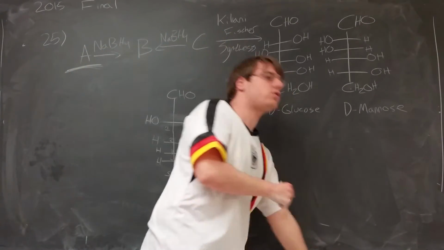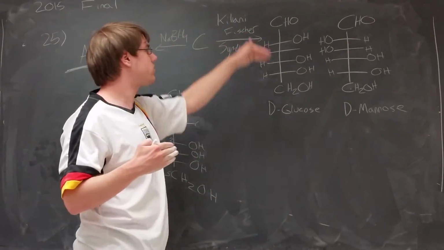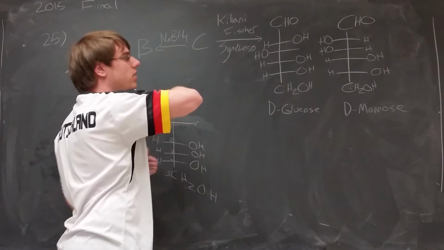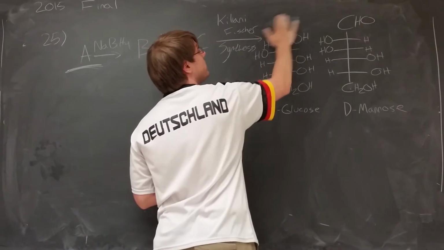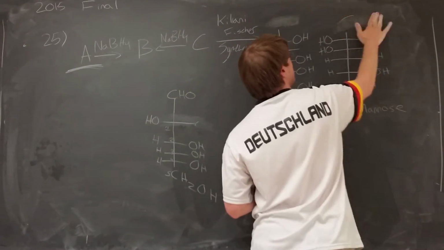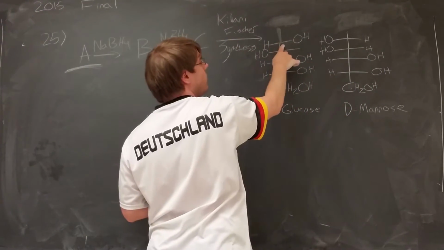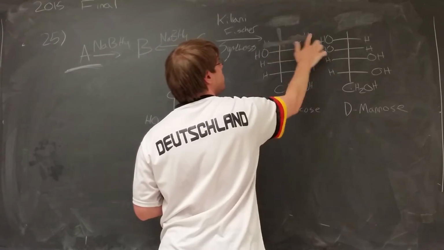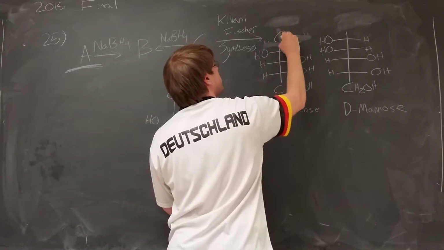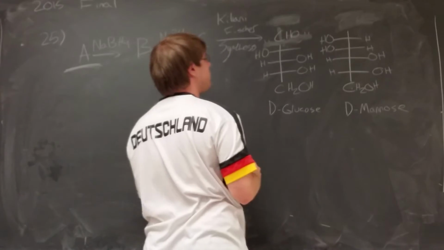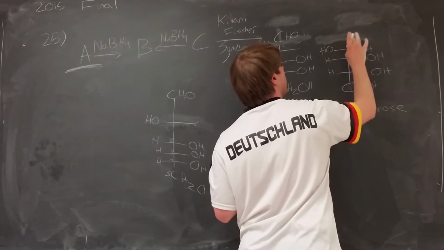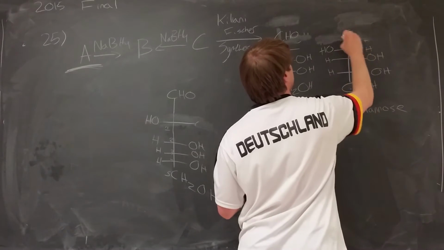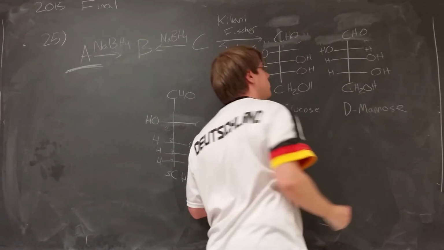If the Kiliani-Fischer synthesis reaction going forward adds a carbon, going backwards we're chopping a carbon off. Which means when I go backwards, I'm erasing this CHO and I'm erasing this CHO, and now the carbon with the OH on top becomes my new CHO. So this here is one possible structure for C, and now I erase this, and now this becomes my CHO, and this is my other possible structure of C.